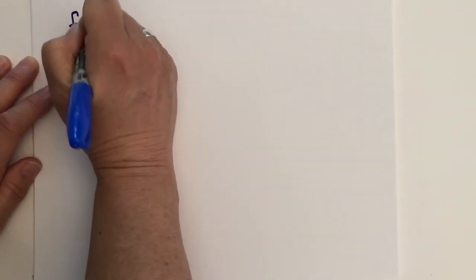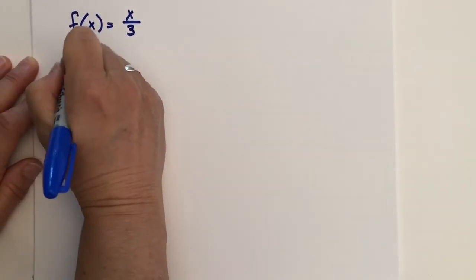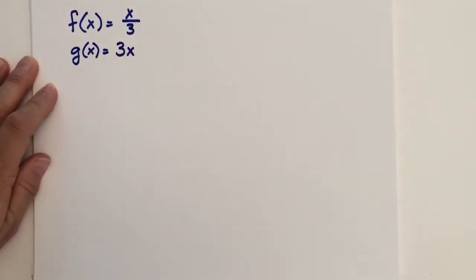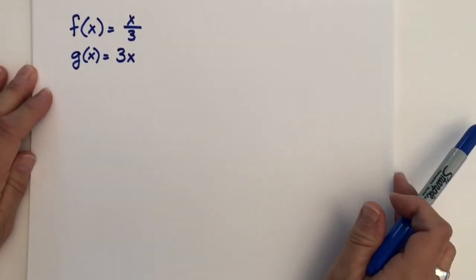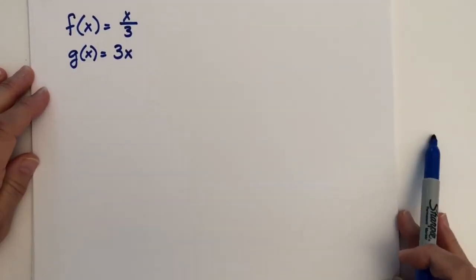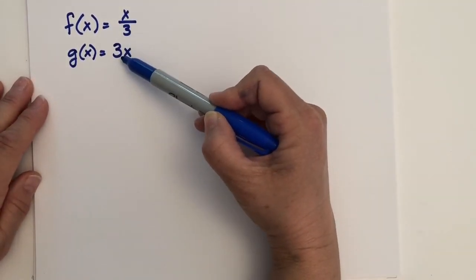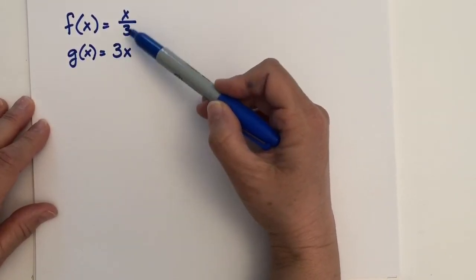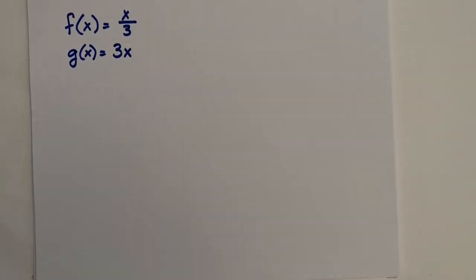Let's look at f of x equals x over 3 and g of x equals 3x. Now I hope you can look at these functions and think about what they would do. Notice the function f takes a number and divides by 3. The function g takes a number and multiplies by 3. And you may recognize that dividing by 3 and multiplying by 3 would undo each other, and you'll get right back where you started from.